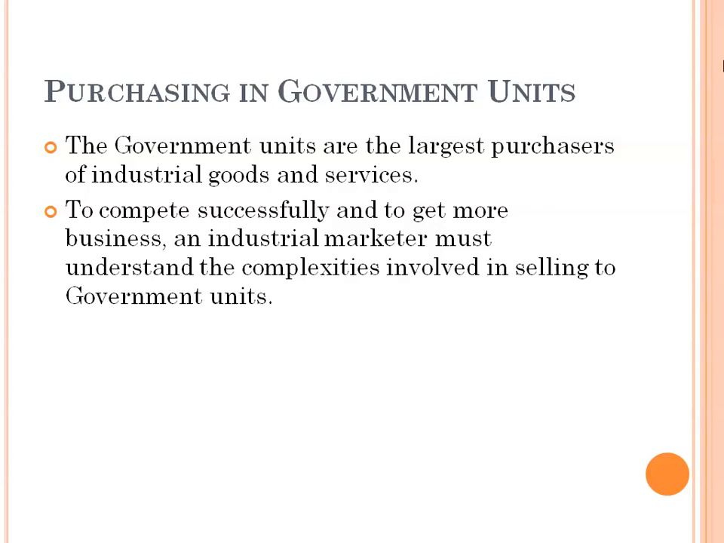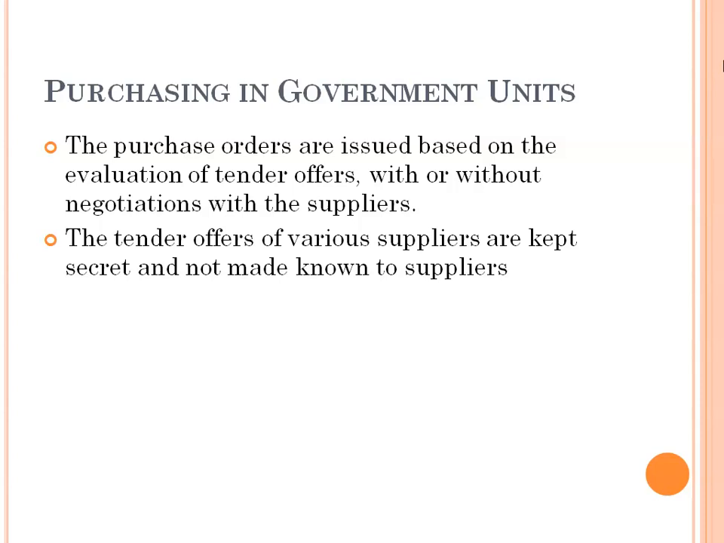For closed tenders or limited tenders, the tender opening process of reading out the prices and other terms is not followed. In a closed or limited tender, the inquiry is sent to only a few suppliers who are registered with the government unit for a certain category of non-standard products. The purchase orders are issued on the basis of evaluation of tender offers, with or without negotiations with the suppliers. The tender offers of the various suppliers are kept secret and not made known to other suppliers.